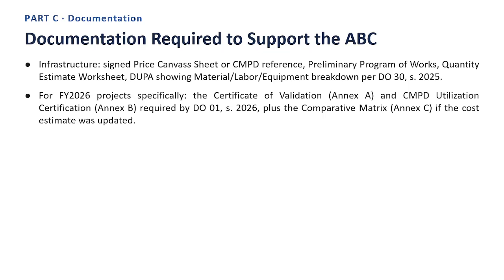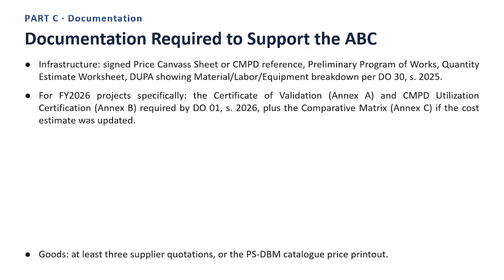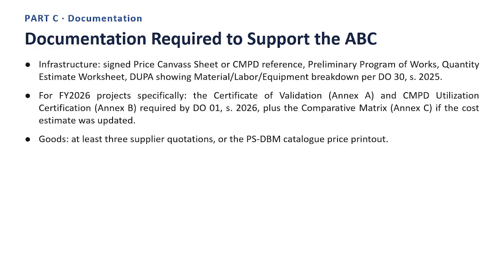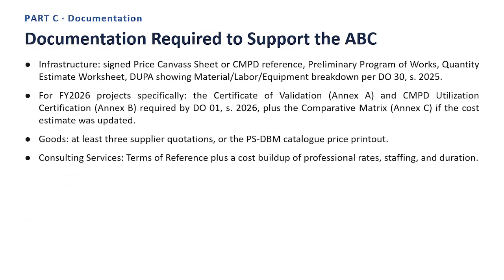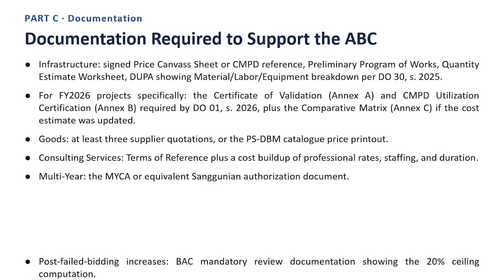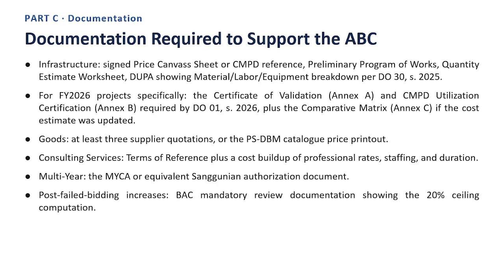Point 3. Goods, at least 3 supplier quotations, or the PSDBM catalog price printout. Point 4. Consulting services, terms of reference plus a cost build-up of professional rates, staffing, and duration. Point 5. Multi-year, the MYCA or equivalent Sanggunian authorization document. Point 6. Post-failed bidding increases, BAC mandatory review documentation showing the 20% ceiling computation. Taken together, these points give you the practical, working picture of documentation required to support the ABC.